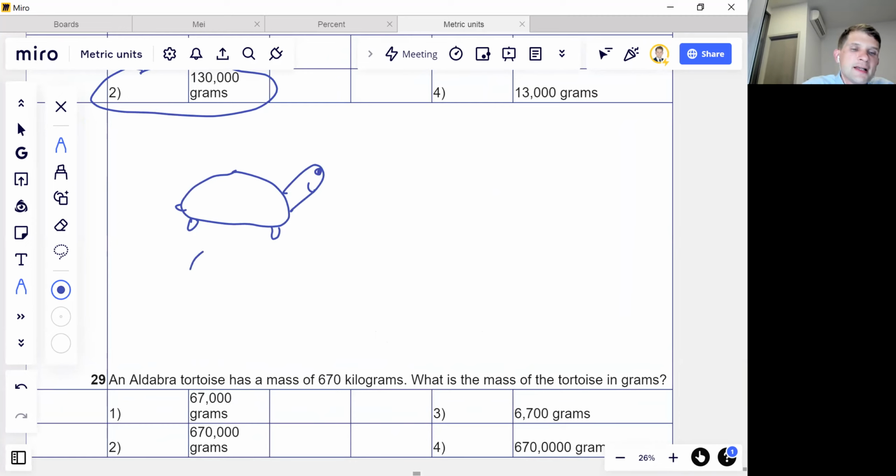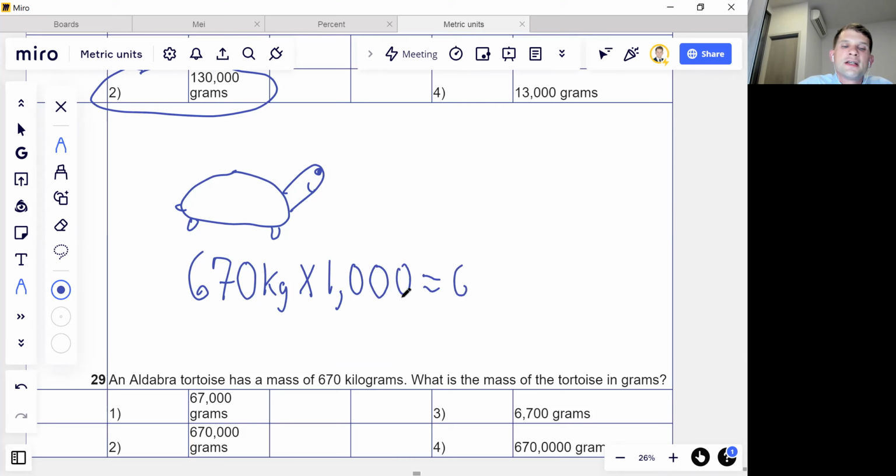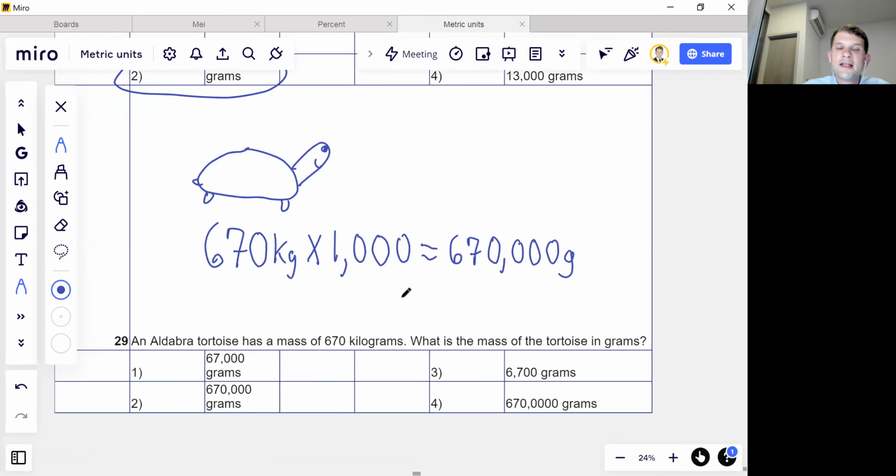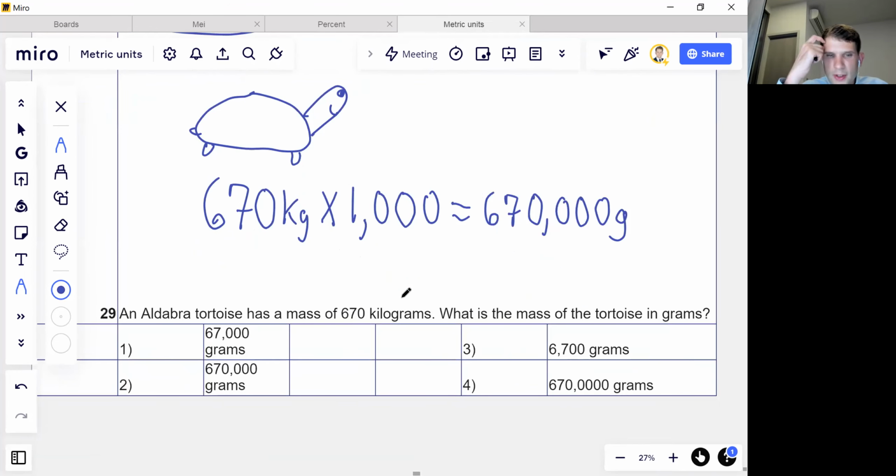Okay, he has a mass of 670 kilograms, and we need to convert that to grams. So we need to take that times 1,000, of course. All right, so that is going to give us 670,000 grams for the last one here, and we did it. So let's circle that option and call it a day there. That is number 2.